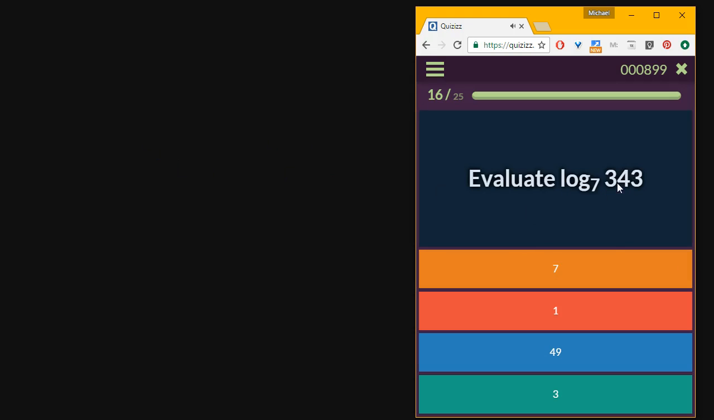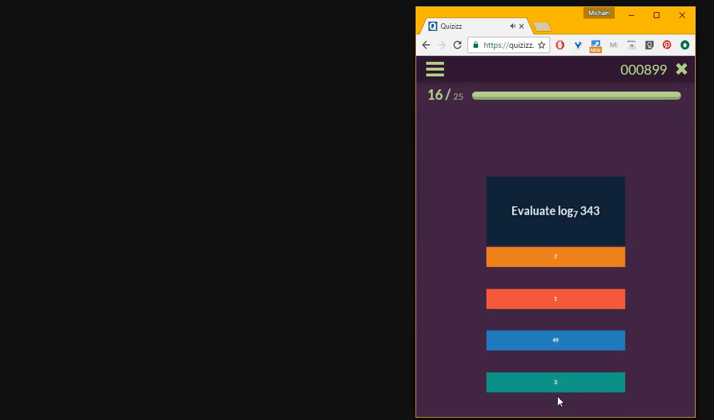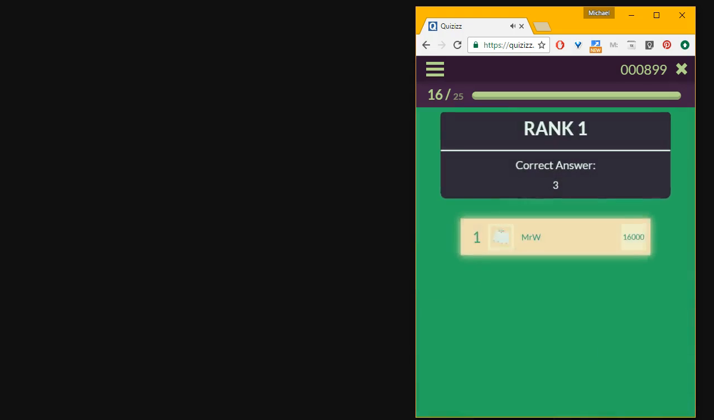So here, log base 7 of 343, we have to ask ourselves what power of 7 gets us 343. 7 to the power of 1 gets us 7, so it's not 1. 7 to the power of 49 I think is too big. 7 to the power of 7 I think is too big. I think it's 7 to the power of 3. Probably worth trying on the calculator, but I'm just going to go for it. Yay! Woohoo!